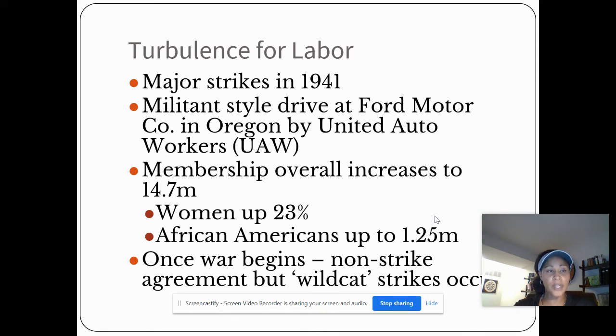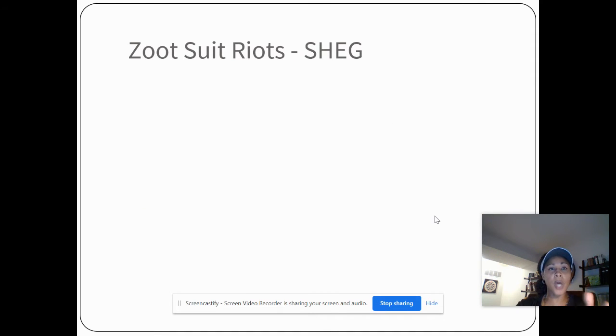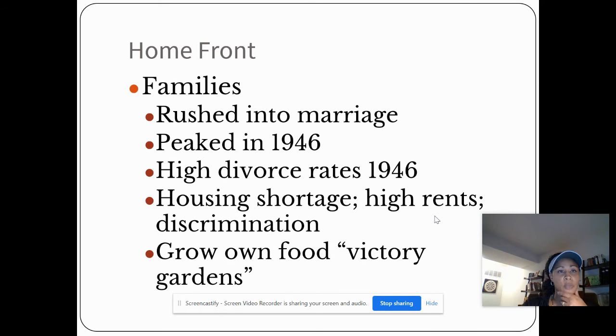Okay, we're still having issues with workers striking. We still have problems with racism and discrimination in America. You're going to see a lot of that really take off even more because if we're fighting for this country, we want equal rights. We want jobs too. We want to have the same availability to these things as anyone else. All right, so we'll talk a little bit about the Zoot Suit riots. That will be in your packet to work on tonight, or should I say tomorrow?